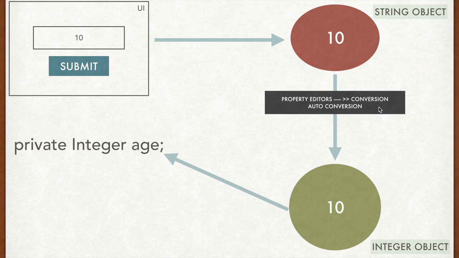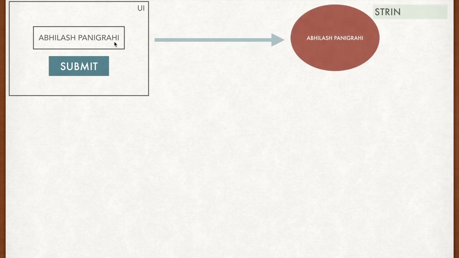But hold on, there will be scenarios in our project where we need to define our own property editor. So here Spring uses some of its built-in property editors to sort out this particular scenario. But what about where we have our own requirement? Let's see this picture here. Let's imagine you have a UI and you are asking the user to enter a name. Let's say he is entering Avilash Panigrahi right here and he is hitting the submit button. Right now, obviously, we'll be capturing this particular data entered by the user, which is Avilash Panigrahi, and we'll be getting it as a string object.